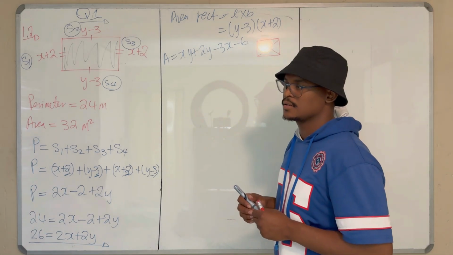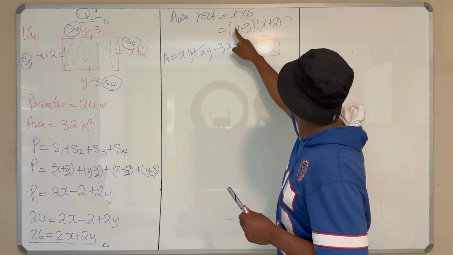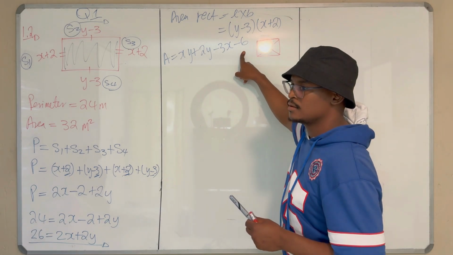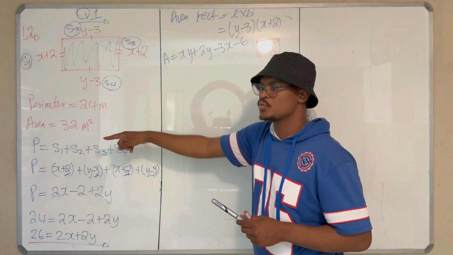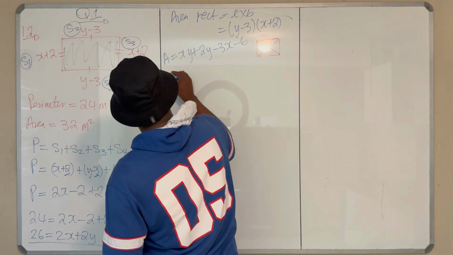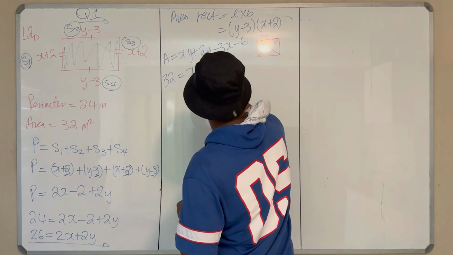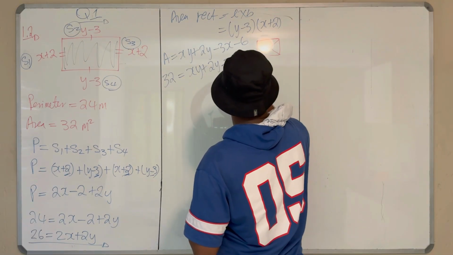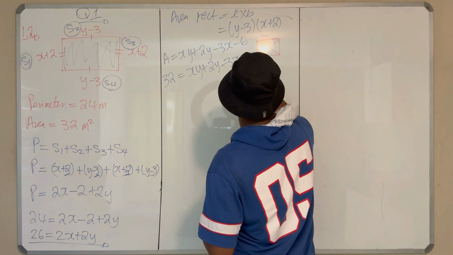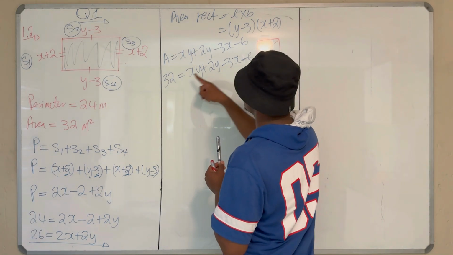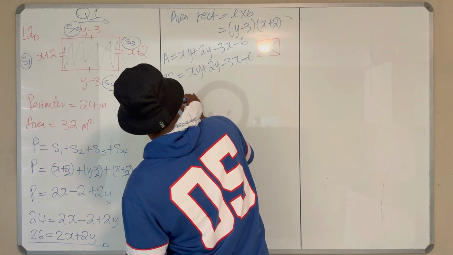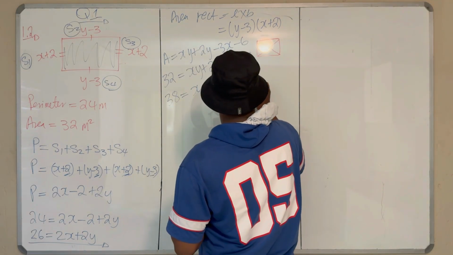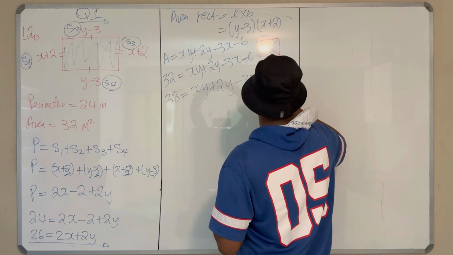I'm not sure if that's correct. So this times that is xy, this times that is 2y, this times this is minus 3x, and that is minus 6. In that case, you have your area that is 32 square meters. So 32 equals xy plus 2y minus 3x minus 6. Then take this 6 to the other side. So what you have is 38 equals xy plus 2y minus 3x. So this is equation 2 over here.